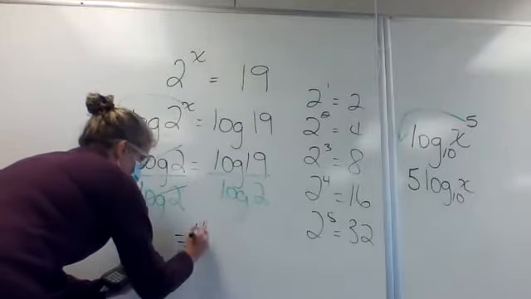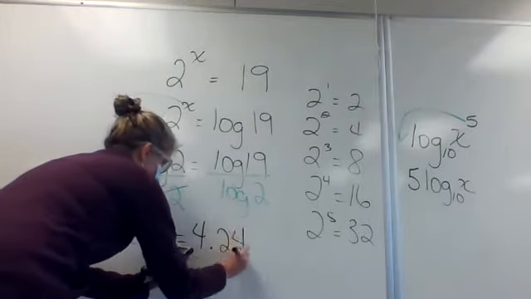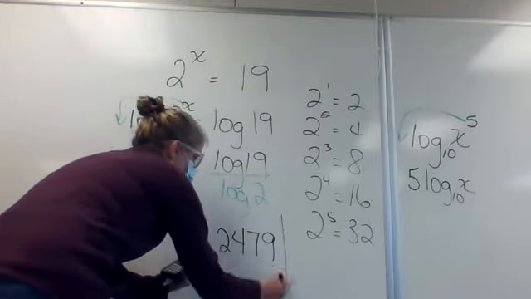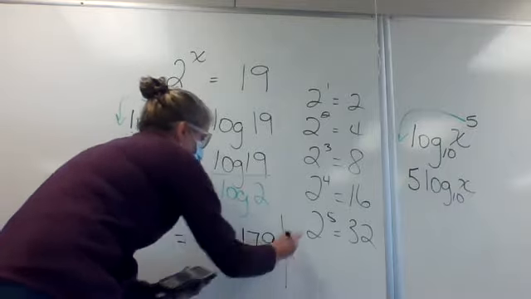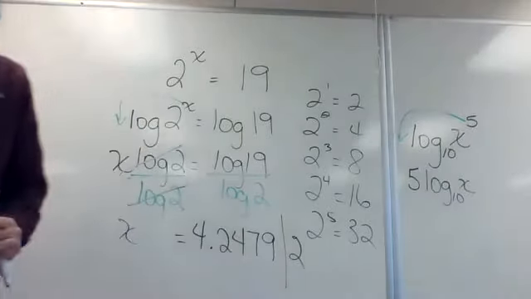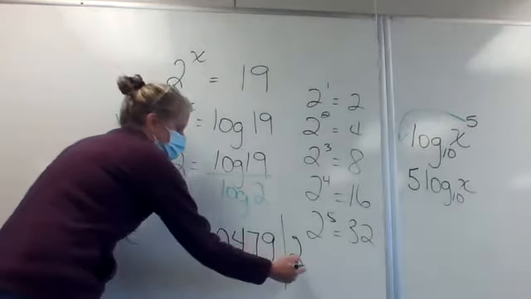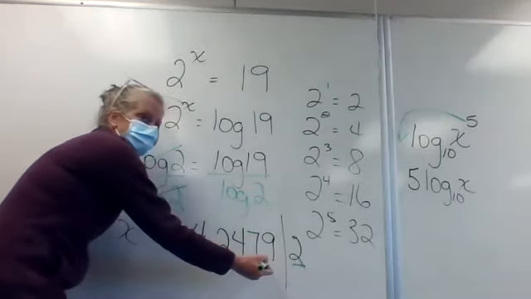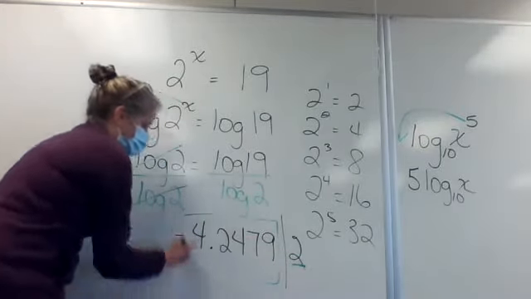So let's see, that'll give me 4.2479. Now remember, when we're rounding to 4 spaces, we always want to see the 5th spot. So since that's a 2, that just means I don't need to round up the 9, right? So I can leave it just like that.